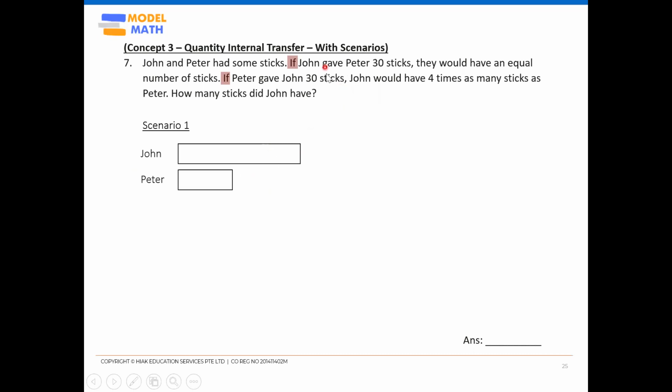Now, let's show the transfer. John giving Peter 30 sticks such that they have an equal number of sticks. To show the transfer, we're going to cut a dotted line down here to show the difference, because for this extra part, we're going to show the transfer from here to here. You want both of them to have an equal number of sticks in the end. So I hope you can see that this difference, I have to cut it into half. And this will be your 30 sticks that you shade off.